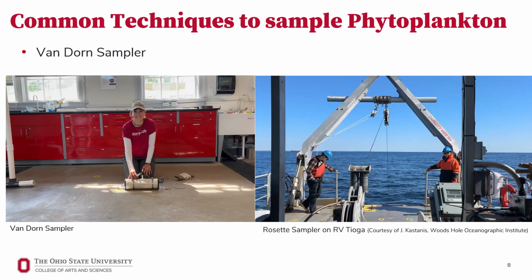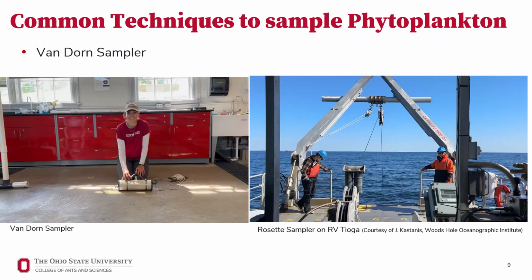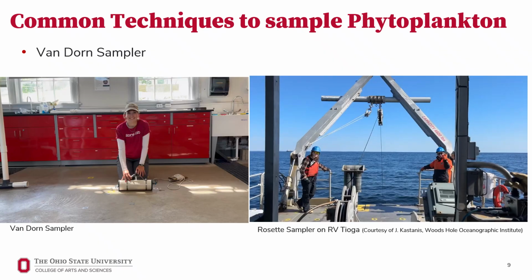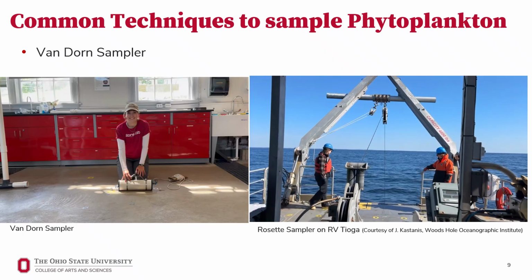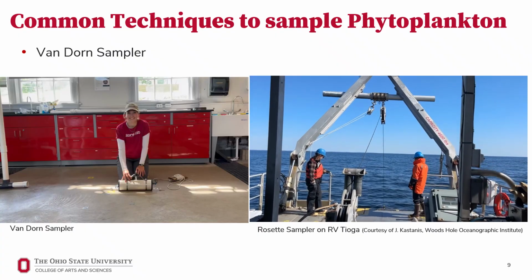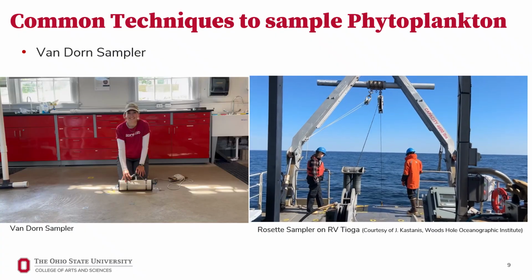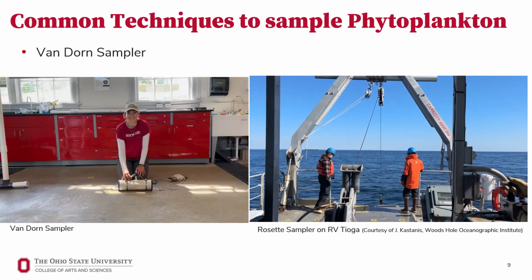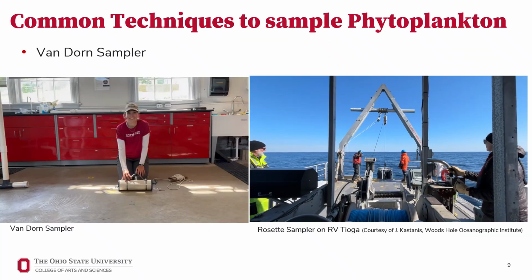Van Dorn samplers can be horizontal or vertical and come in a variety of sizes. On the right, we have a rosette or a carousel sampler coming aboard the RV Tioga. This computerized sampler has several vertical Van Dorn samplers attached and will often have other apparatus for measuring water quality parameters such as temperature or dissolved oxygen.